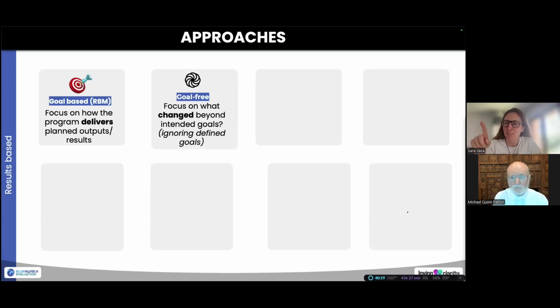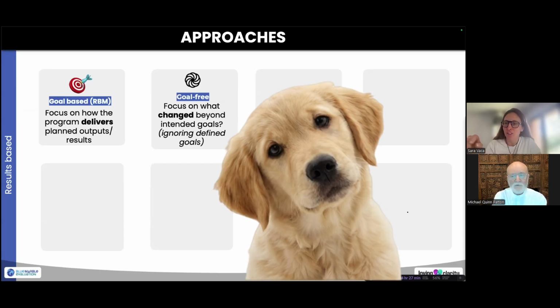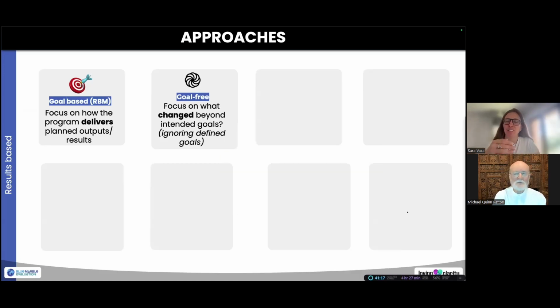Can I say something about this one? I always remember that in my master's degree in evaluation, my teacher, Juan Andrés Ligero, always said that the log frame is to the evaluator like the bone to the dog. So they throw us the log frame and we're like, let's find it. And so this approach called free liberates us, or frees us, from the bone.